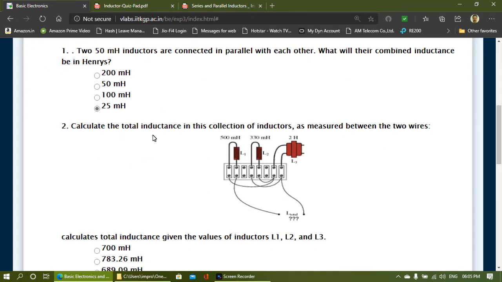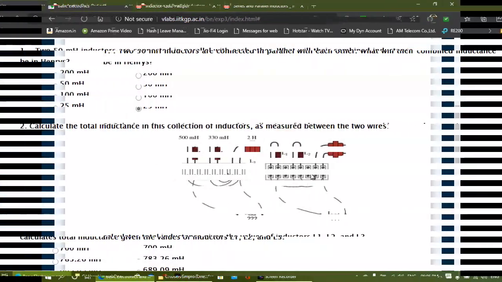Now the second problem: calculate the total inductance in this collection of inductors as measured between the two wires, that means from here to here. According to the circuit, you will see that these two inductors, L2 and L3, are in parallel, and after L2 and L3, L1 is in series with both.